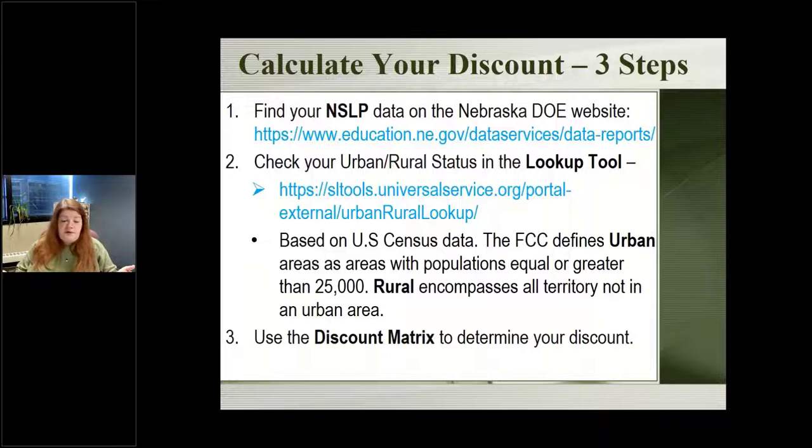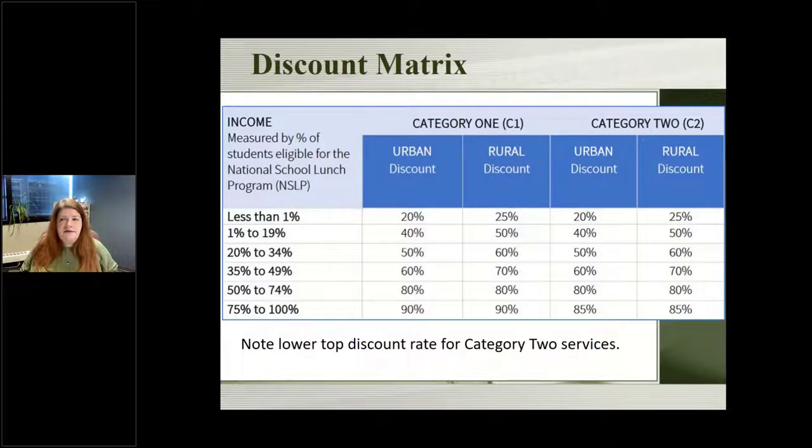If you know the population in Nebraska, pretty much all the state is rural. There are a couple of pockets of high density areas, but other than that, most of the libraries are rural. Then you look at the discount matrix, a chart to determine your discount with these two numbers. And here is the matrix. Down the side, you can see the percentage of students that are eligible for the school lunch program, and then whether you're urban or rural. You'll notice there are two categories, category one and category two. There are two different types of funding you can receive, and I'll get into that in a second.